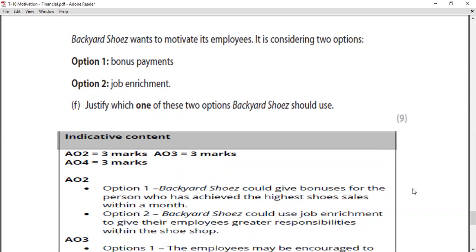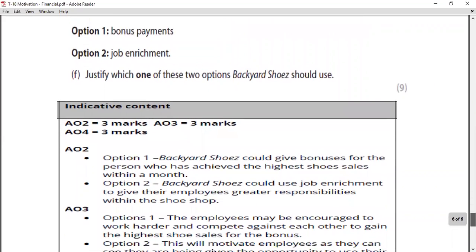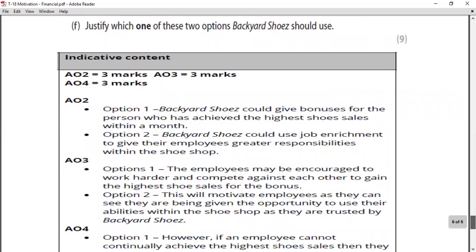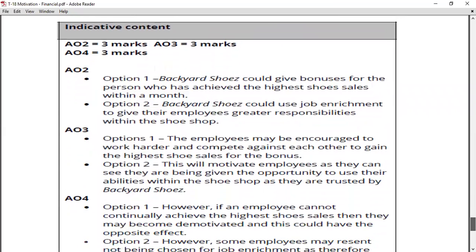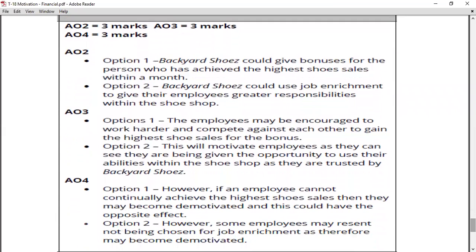How? For AO2, Backyard Shoes could give bonuses to the person who has achieved the highest shoe sales within a month. They can give a bonus to the worker who received the highest shoe sales within a month. In an analysis point, you can see the employees may be encouraged to work hard as a result, competing against each other to gain the highest shoe sales for the bonus.